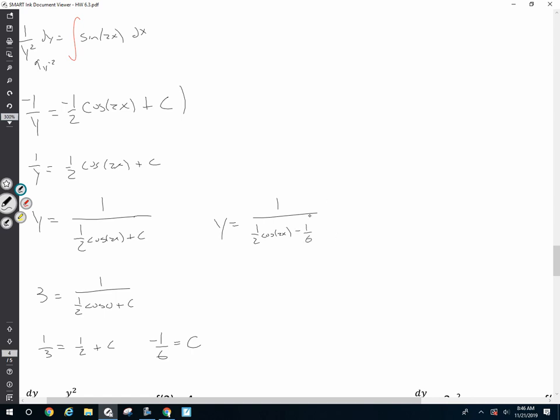Now, just like we've seen before, typically with the AP Calculus exam, they don't like to see fractions inside of fractions. I can remove that fraction by multiplying the top and bottom by 6, giving me 6 over 6 divided by 2 is 3 cos 2x. 6 times 1/6 is 1.